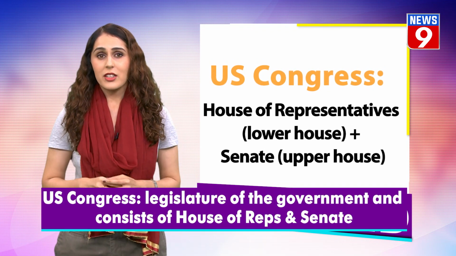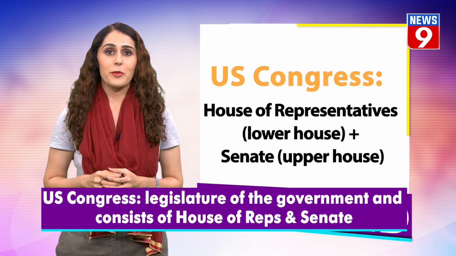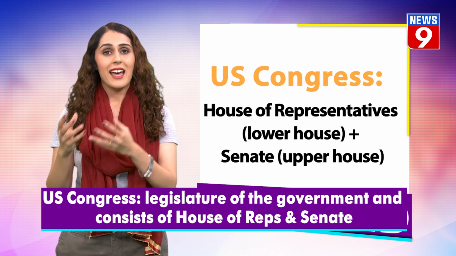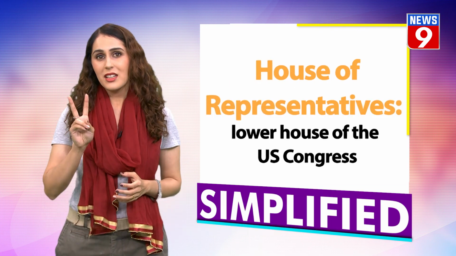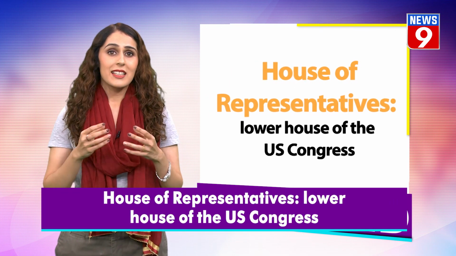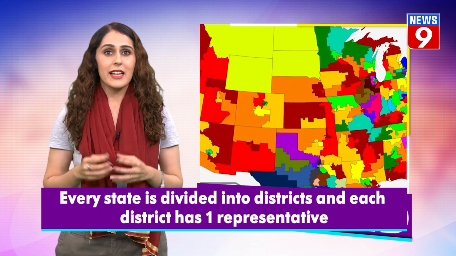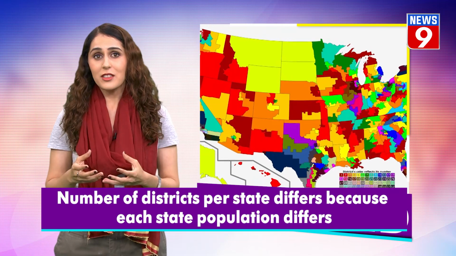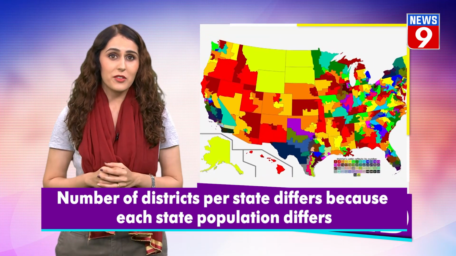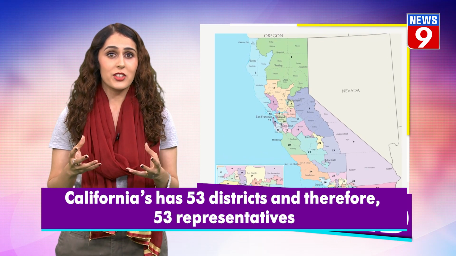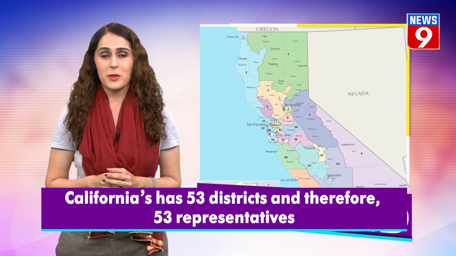Number one, the US Congress is the legislature of the government and consists of two houses, the House of Representatives, or the lower house, and the Senate, or the upper house. Two, the House of Representatives. This is the lower house of the US Congress. Every state is divided into districts, and each district has one representative. The number of districts per state differs because each state's population also differs. For example, California's population is divided into 53 districts and therefore has 53 representatives.